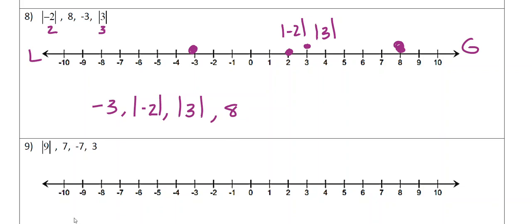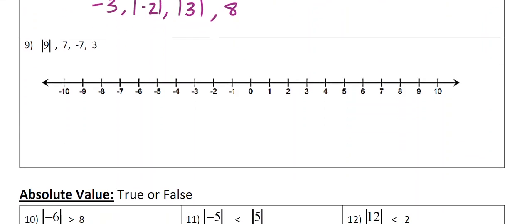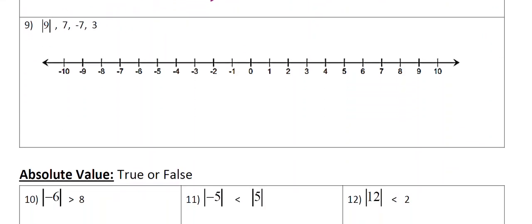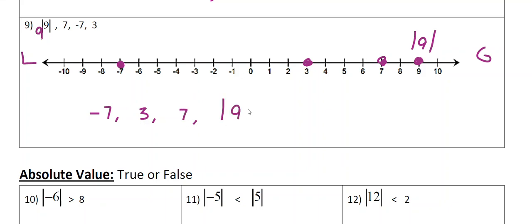You go ahead and try number 9 on your own. So take it out of absolute value first. So this is really +9. I'm going to put it on the number line, but I'm going to write that it's the absolute value of 9 so I don't forget it in its original form. I have a 7, I have a -7, and I have a 3. Least is left, greater is right. -7, 3, +7, and the absolute value of 9.